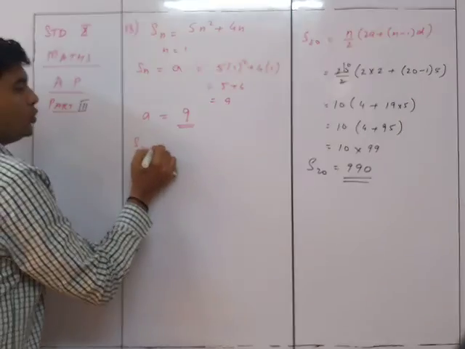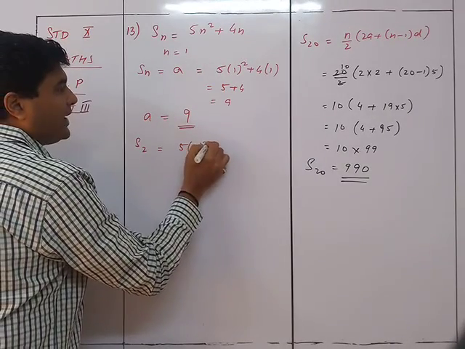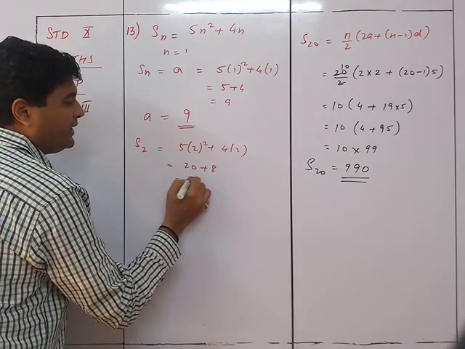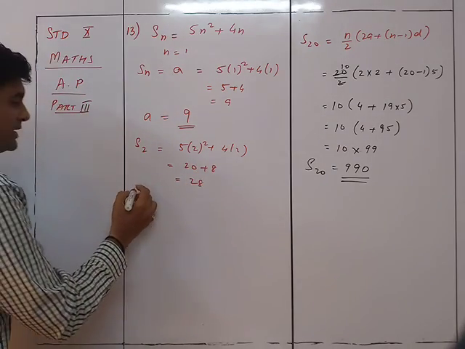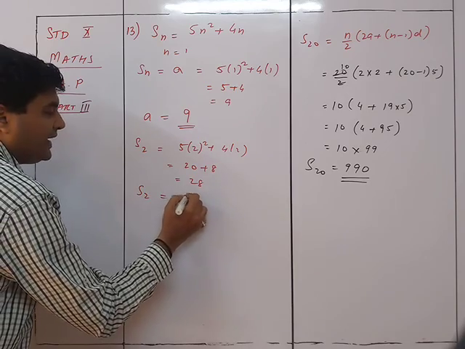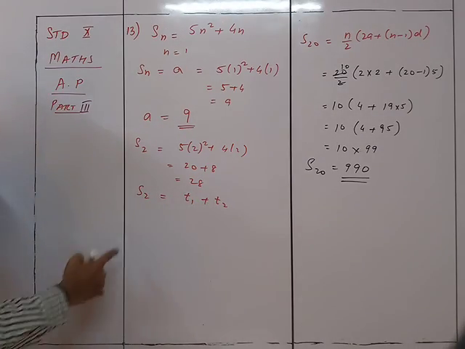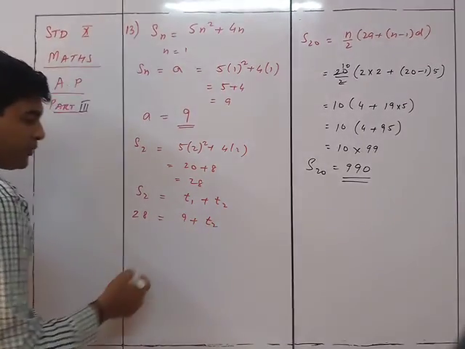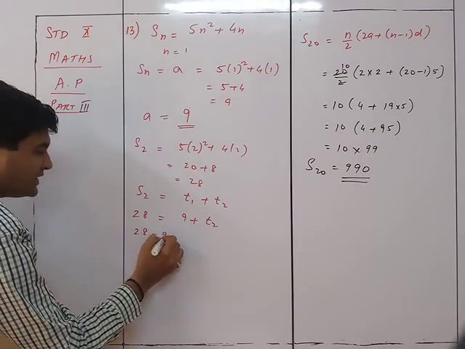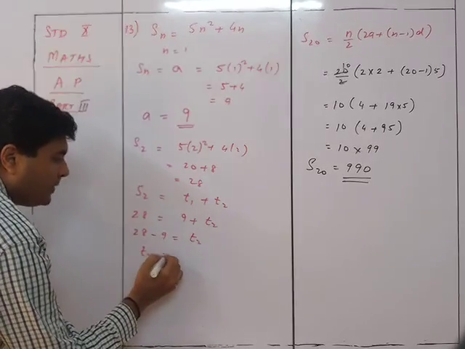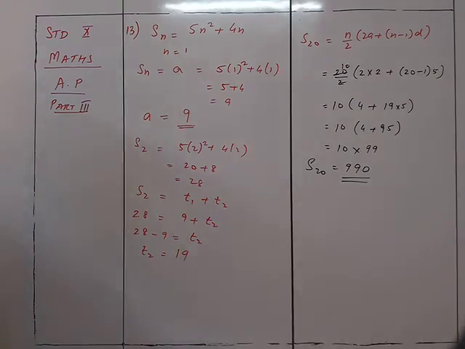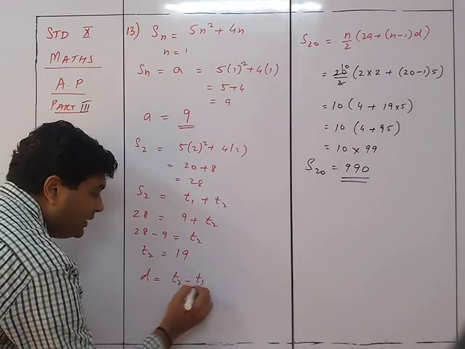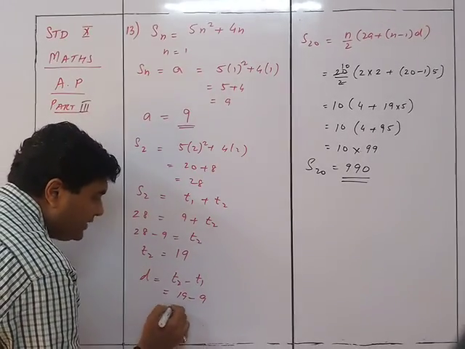Similarly, if I take S2, that will be 5 into 2 square plus 4 into 2, will be 5 into 4, 20 plus 8. So it will be 28. Now what is 28? S2 is equals to T1 plus T2. So 28 is equals to T1 is 9 plus T2 could be found out. So we can know 28 minus 9 is equals to T2. So T2 will be equal to 19. I know T1, I know T2. What will be D? D is equals to T2 minus T1 is equals to 19 minus 9 is equals to 10.